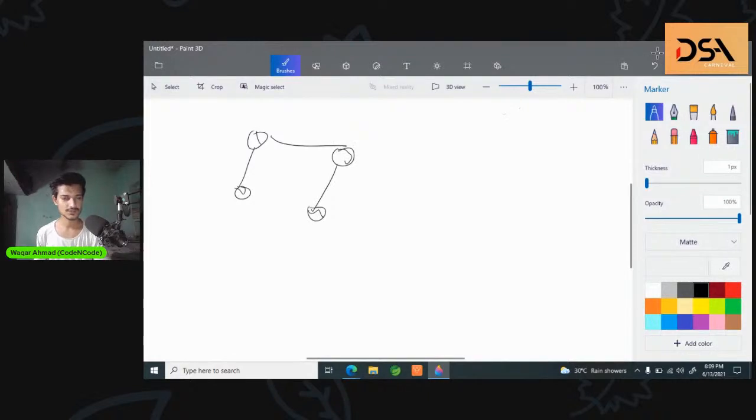1, 2, 3, and 4. Okay, so you will have a matrix of size 4x4. How many nodes do we have? 4, and that's why the size of the matrix will be 4x4. So this is the matrix. So 1, 2, 3, 4, these are columns. 1, 2, 3, 4, these are rows.